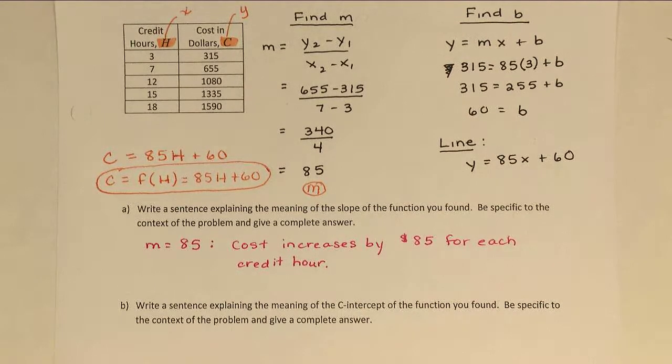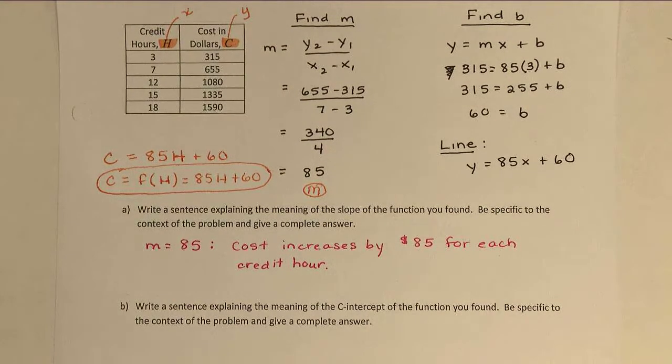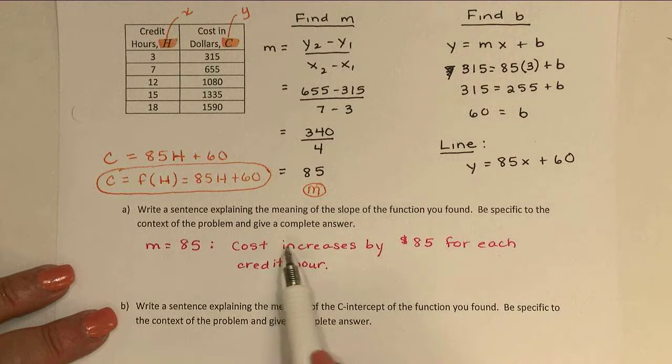One of the things I would like you to get used to is always giving me a very specific and complete answer when I ask for the meaning of slope. I don't want to just have you say with a slope of 85, it goes up by 85. I want to know what goes up, the cost. I also need to know how often, for each credit hour in this case. So a complete answer is going to use the situation. We're talking about cost and credit hours. And it's going to tell me how much it increases by. The cost increases by 85 for each credit hour.